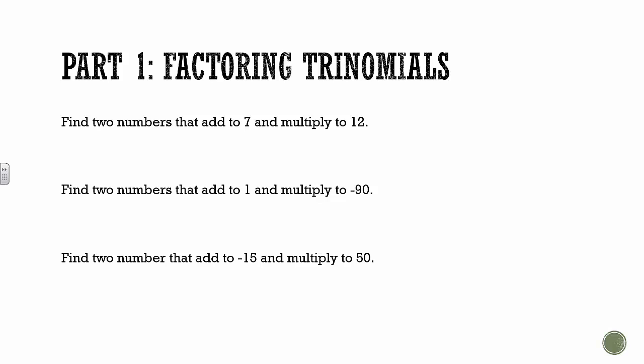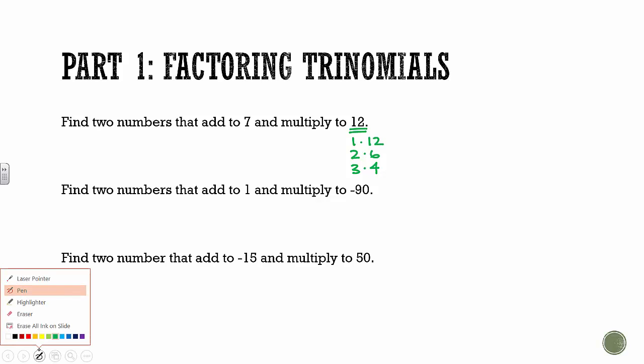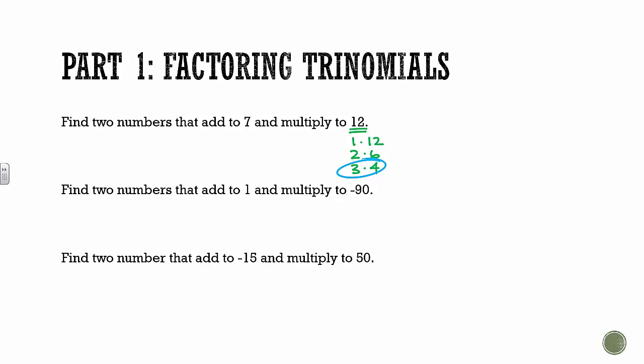But there's only a few numbers that multiply to make 12. 1 and 12, 2 and 6, 3 and 4. That's it. And then combinations of negatives there. So then once you have these factors of 12, which ones add to make 7? And 3 and 4 are the numbers that work.